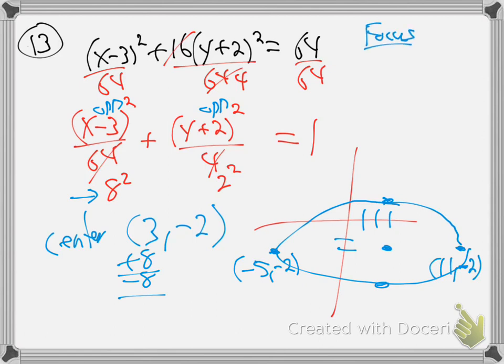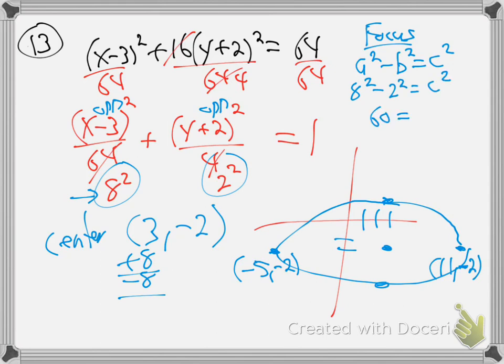The focus, yeah, so it's a squared minus b squared is c squared. Remember, a is the bigger one, because you're subtracting the bigger one first. So 8 squared minus 2 squared is c squared. 64 minus 4, that's 60, is c squared. Root it. There's another chance for a root. Can you root that 60?